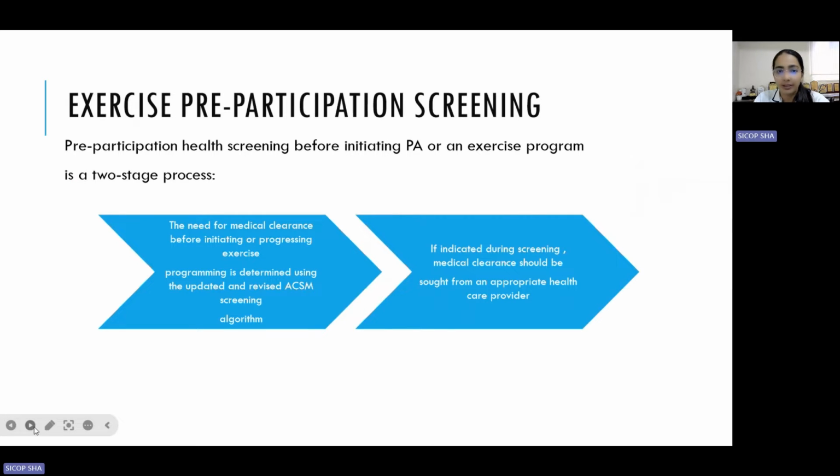Exercise pre-participation screening. Pre-participation health screening before initiating physical activity or an exercise program is a two-stage process. All of this is from ACSM, and the need for medical clearance before initiating or progressing exercise programming is determined using the updated and revised ACSM screening algorithm. The algorithm we are going to learn going forward. If indicated during screening, medical clearance should be sought from the appropriate healthcare provider.